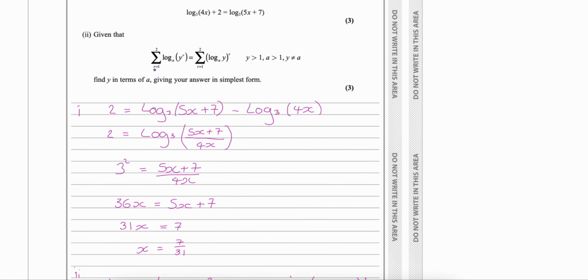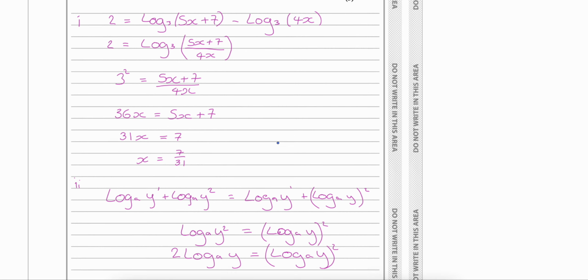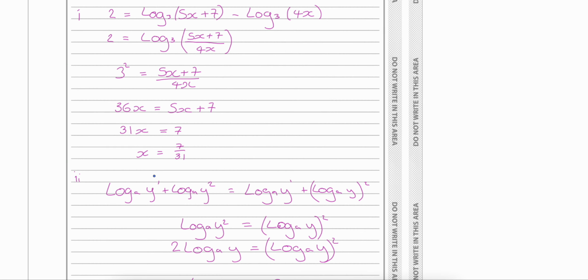So we have two expressions here. We have when r is 1 and when r is 2, and we're going to add them together. So we're going to write these out. So putting r is 1 in there, we get log a y to the 1, and putting 2 in there, you get log a y to the 2, log a y to the 1, and then log a y all squared.